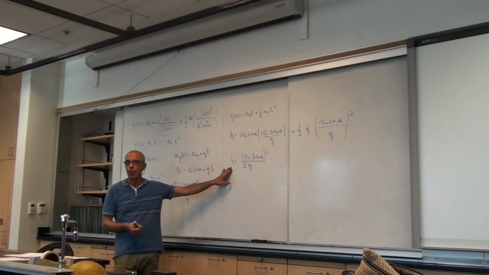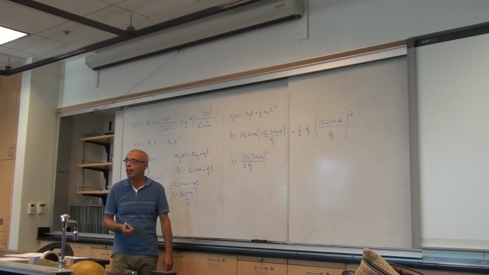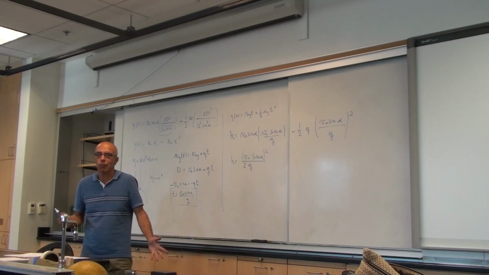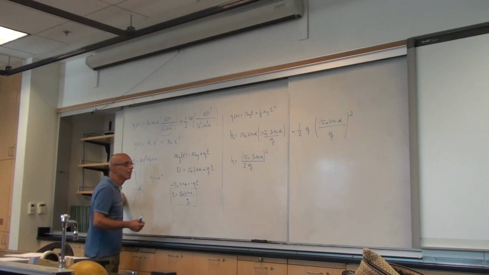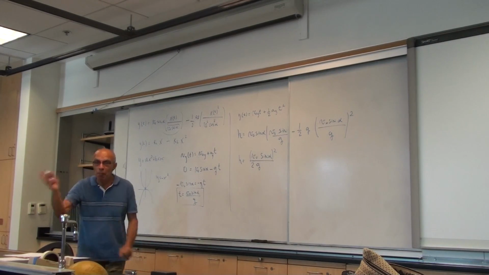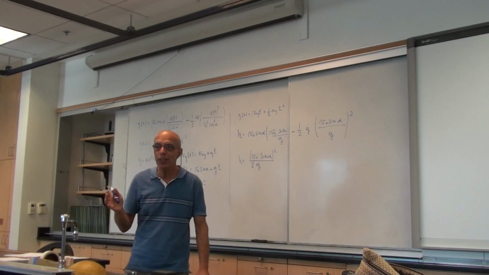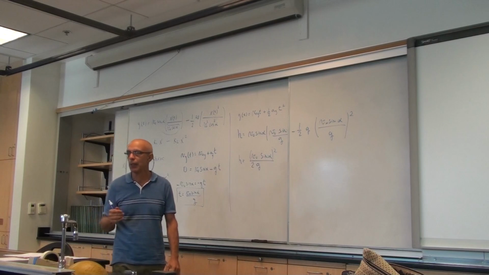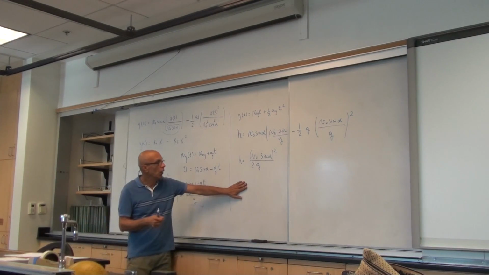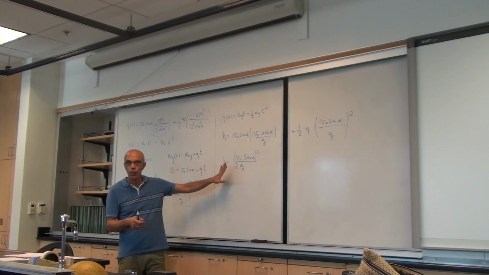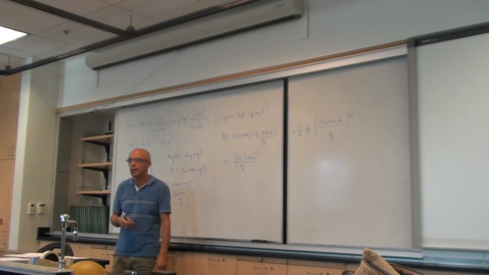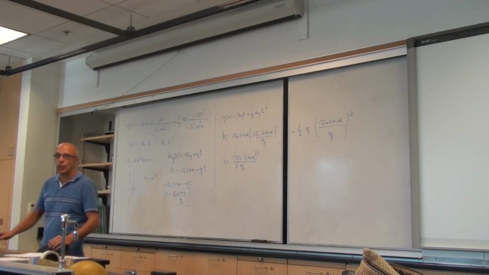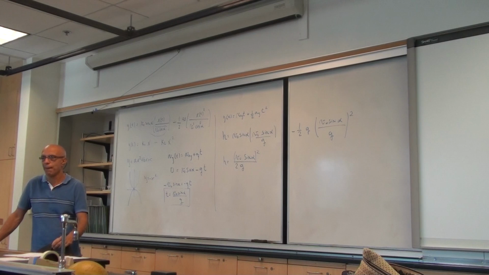What is this guy? What is H? Height, but what kind of height? The maximum height. H is the maximum height. Very good. Now, can you analyze this formula for me? What do you think?